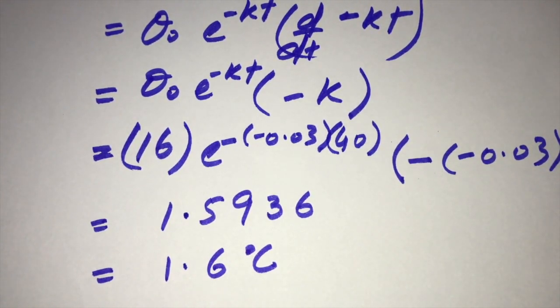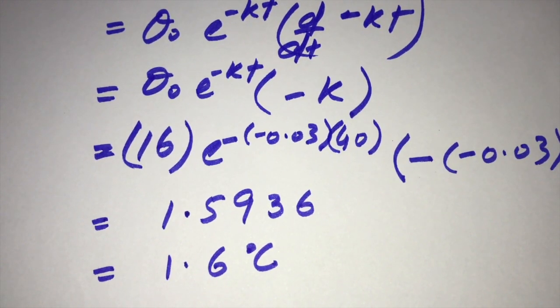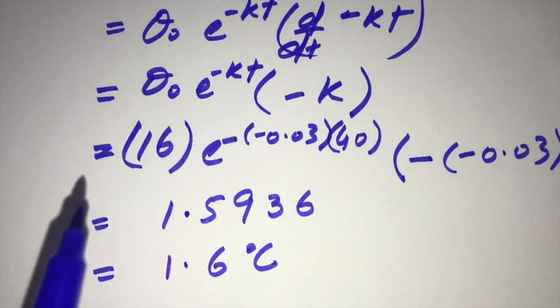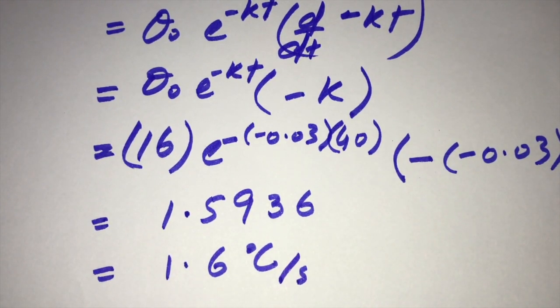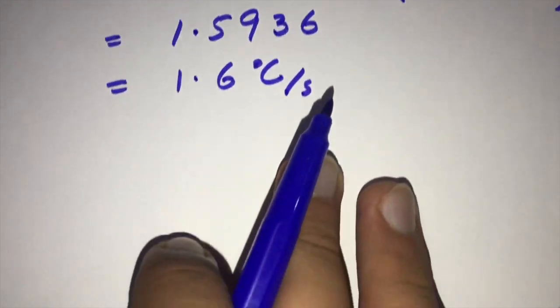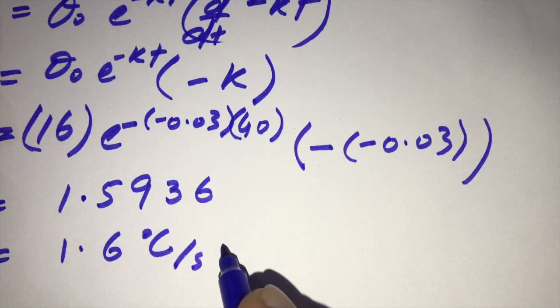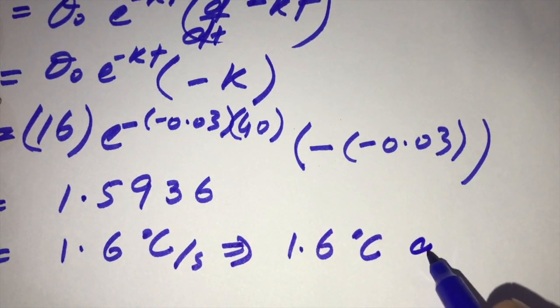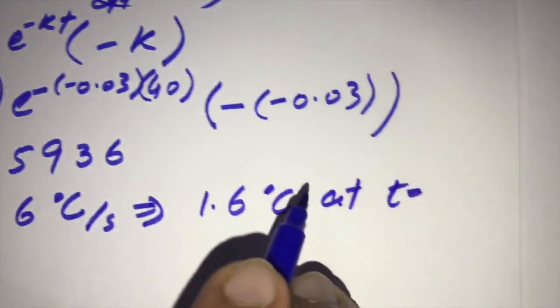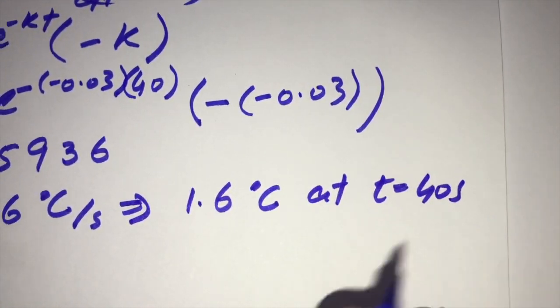As we find in this question the rate of change of temperature after 40 seconds, the answer must be in degrees Celsius per second. So 1.6 means that the rate of change of temperature is 1.6 degrees Celsius per second at t is equal to 40 seconds. Okay.